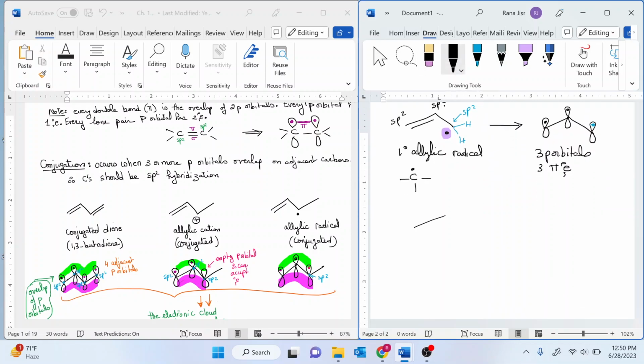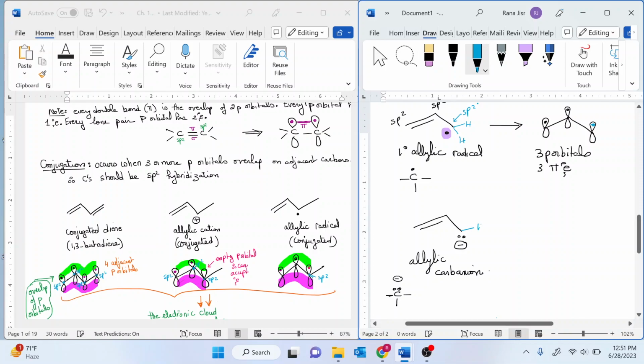We're going to do the same thing for carbanions, for allylic carbanions. So this one over here is an allylic carbanion. Please review your formal charges. When a carbon has a negative charge, it has 3 bonds and a lone pair. So the carbon here will have 2 hydrogens, so that it has 3 bonds and a negative charge.